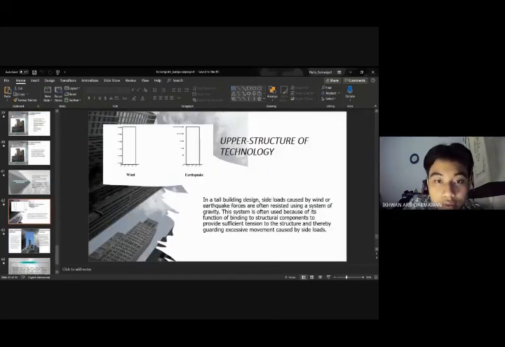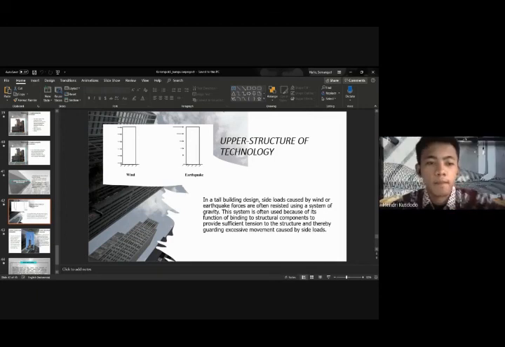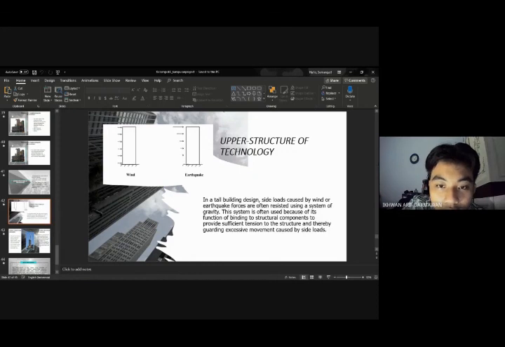Upper structure technology. In a tall building design, lateral loads caused by wind or earthquake force are resisted using a system of outriggers. The system is often used because of its function of binding structural components to provide sufficient stiffness to the structure and thereby guarding against excessive movement caused by side loads.